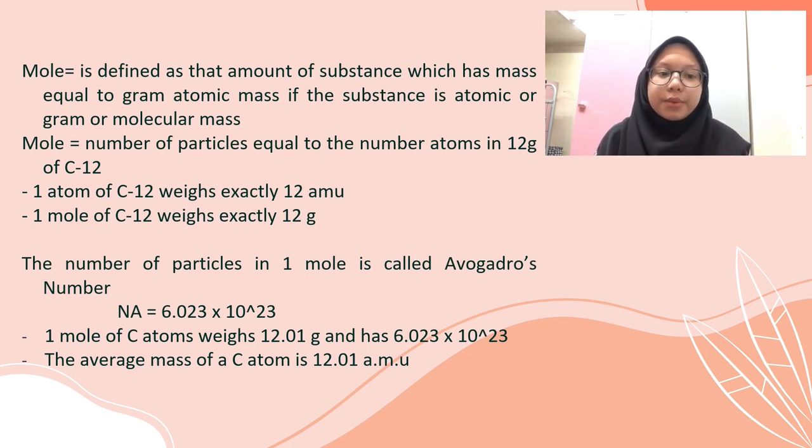Next, the number of particles in 1 mole is called Avogadro's number. Avogadro's number is 6.023 times 10 to the power of 23. So we have here 1 mole of carbon atoms weighs 12.01 gram and has 6.023 times 10 to the power of 23 atoms, which is Avogadro's number.